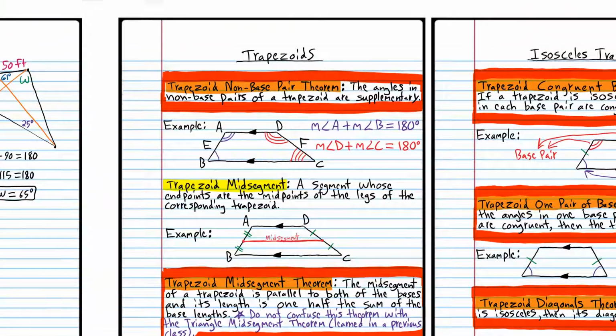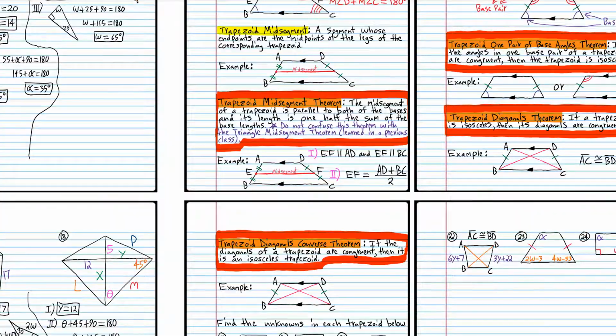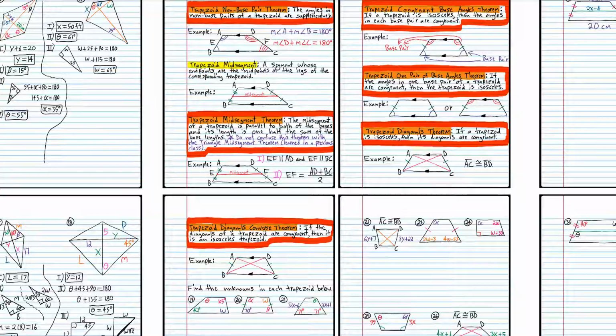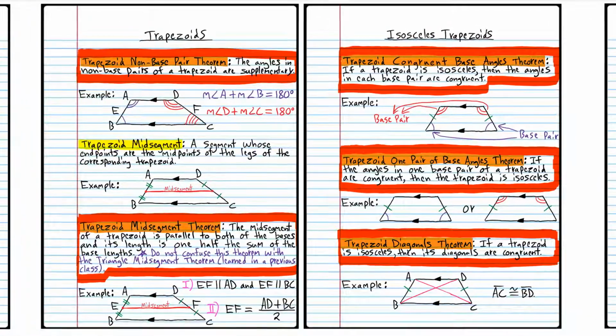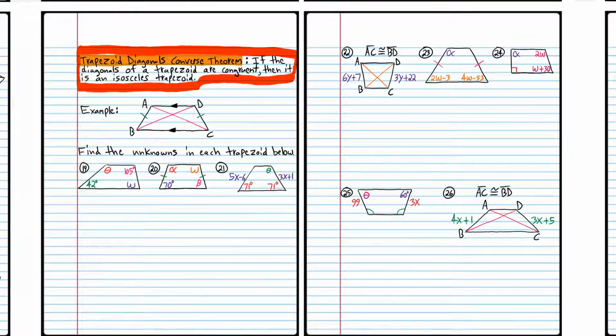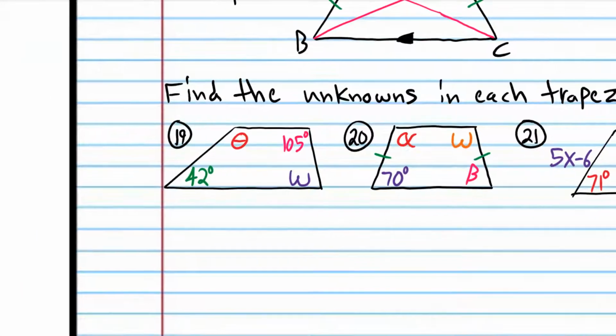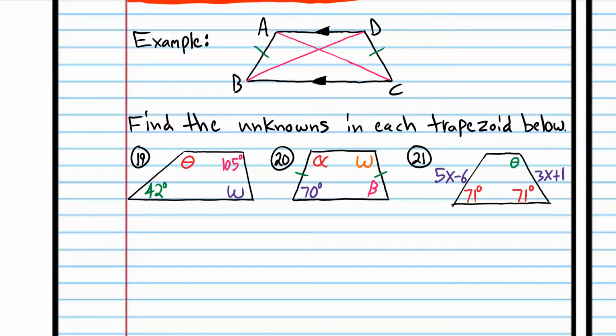All right, so now that we have that theorem, before we go on to the other theorems, let's go ahead and use this one in some of the problems. And again, you should have got a screenshot of all these theorems. And then we'll get one more screenshot of the last theorem. But the first theorem is what we're going to use for number 19. It says, find the unknowns in each trapezoid below.